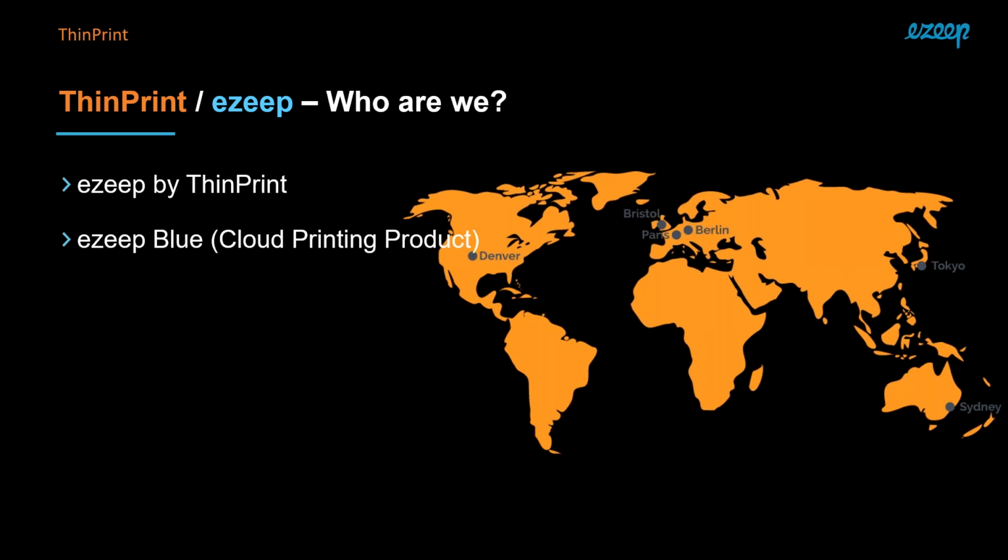Ezeep Blue, the product that we're going to talk about today, is our cloud printing solution. ThinPrint is the company name, and it bears the name of our flagship on-premise print solution, which is called ThinPrint Engine. ThinPrint Engine is now 21 years old. We've been the market leaders for the on-premise product called ThinPrint Engine, which is really adapted and suited for the traditional RDS environments, server-based computing on-premise, such as Citrix and Horizon View RDS, etc.